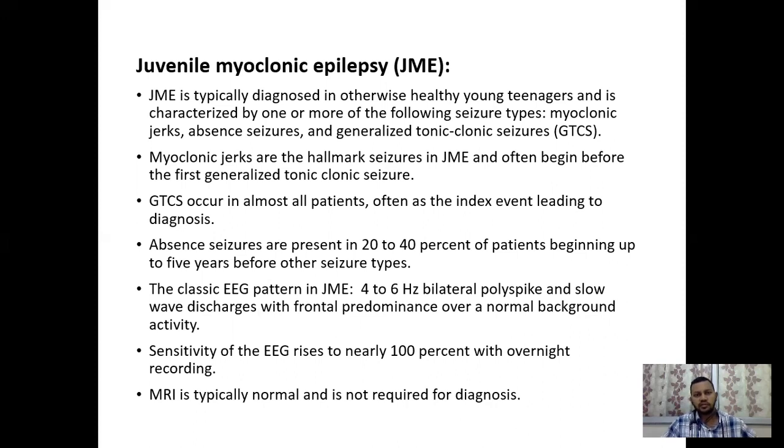Myoclonic seizures are the hallmark seizures in JME and often begin before the first generalized tonic-clonic seizures. GTCS occur in almost all patients, often as the index event leading to the diagnosis. Absence seizures are present in 20 to 40% of the patients, beginning up to 5 years before other seizure types. The classic EEG pattern in JME is 4 to 6 hertz bilateral polyspike and slow wave discharges with frontal predominance over a normal background activity. Sensitivity of EEG rises to nearly 100% with overnight recording. MRI is typically normal and is not required for diagnosis.